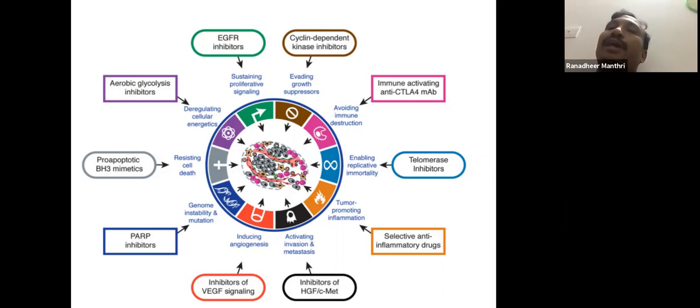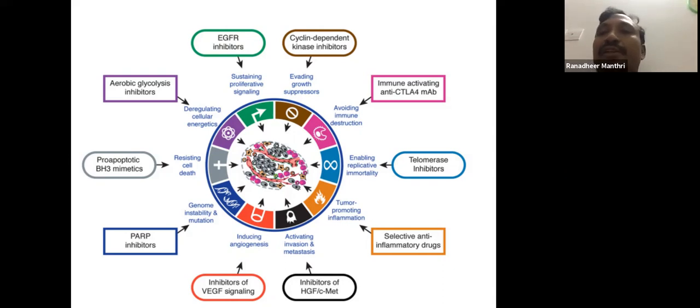So what you are doing is, you are targeting this with molecules. What I am doing is targeting this with radio-labeled pharmaceuticals. We are diagnosing whether these tumors are expressing these things, and you are giving therapy. EGFR inhibitors, you are using erlotinib, gefitinib, and so on. Cyclin-dependent kinase inhibitors, at present you are not using. Immune activating, you are using pembrolizumab, nivolumab, and so on. Telomerase inhibitors you have, and anti-inflammatory drugs, steroids. In angiogenesis, you have bevacizumab, ramucirumab, and so on. PARP inhibitors, you have olaparib.